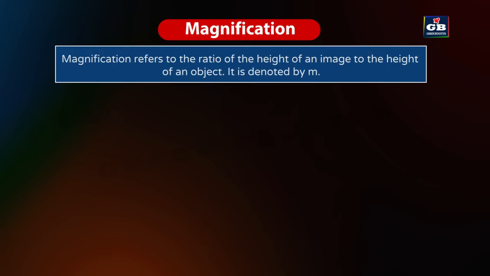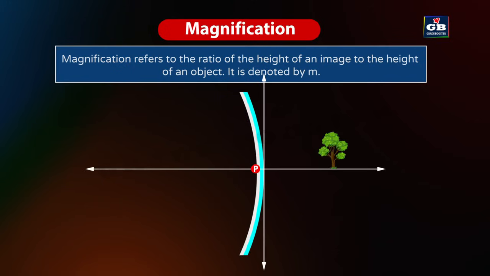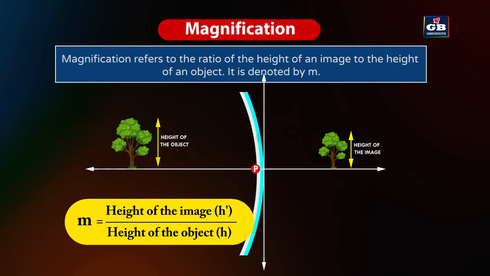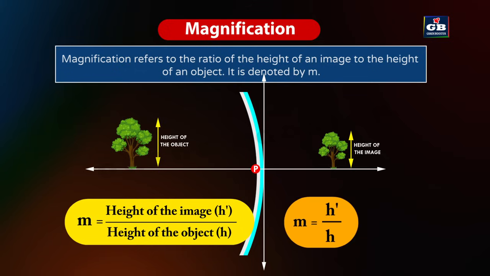Magnification. Magnification refers to the ratio of the height of an image to the height of an object. It is denoted by the letter M. That means it is the comparison of the size of the image with respect to the size of the object. That is, height of the image, h dash, by height of the object, h, meaning M = h'/h.